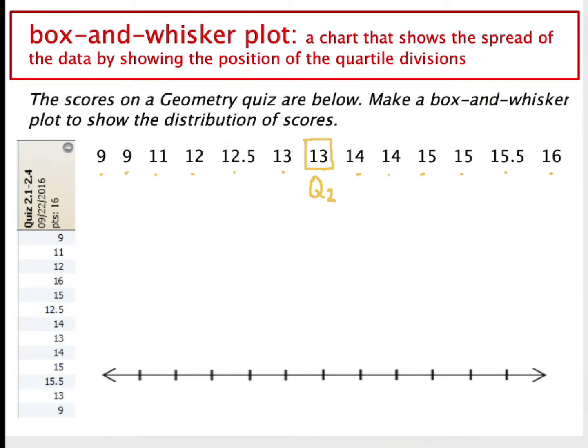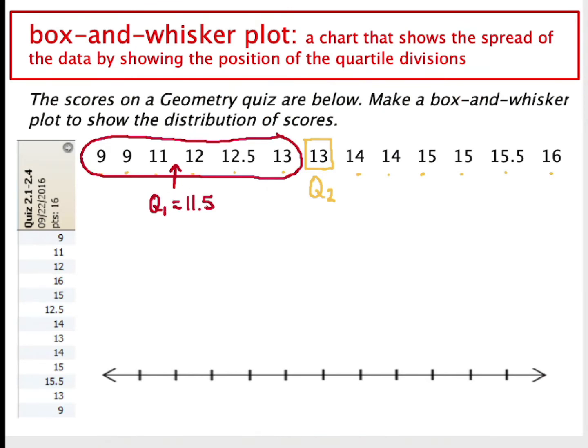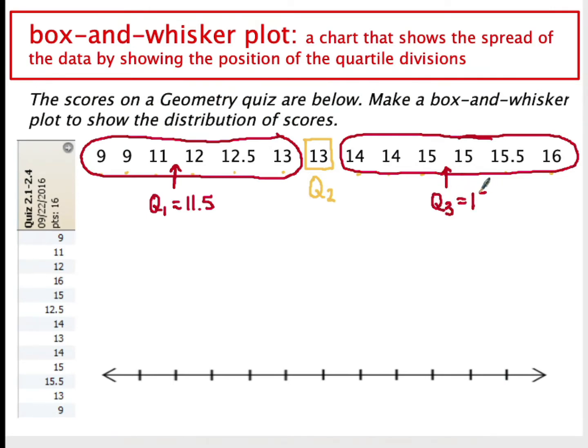And then what I do to find quartile 1 and quartile 3 is I take whatever is below quartile 2, so I'll be focusing on these scores, and I'm going to find the median of those. There's 6 scores, so my median will land right here. We can say that quartile 1 then is 11.5. Same thing for quartile 3. I'll take what is above the median, and I'll find the median of those. So here we've got quartile 3 is 15.